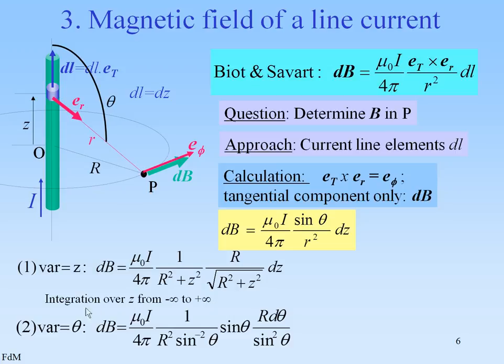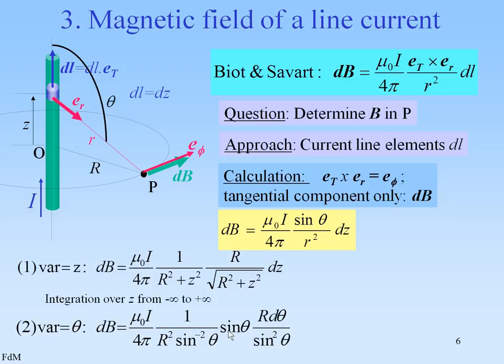What you can also do is use theta as a variable, then the distance small r squared, this distance to P, can be written as 1 over r squared and 1 over sine theta squared, as is seen here.